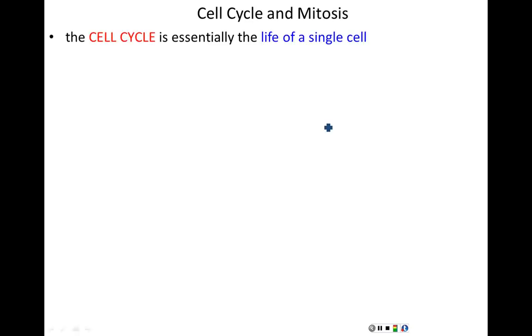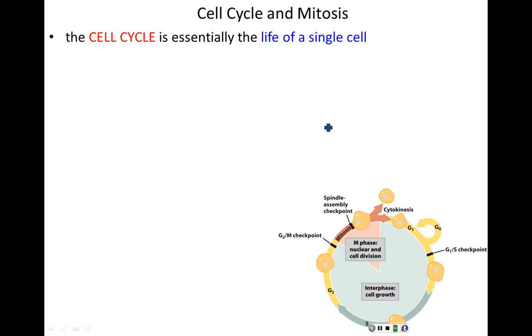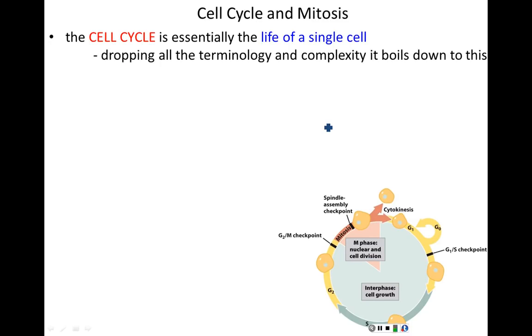Let's get started. The cell cycle, which includes mitosis, the cell cycle is essentially the life of a single cell. It contains multiple stages, some of which are the process of mitosis and cell division. Dropping all of the terminology and all of the complexity of the cell cycle really boils down to these simple steps. G0 phase. G0 phase is this little kind of detour out of the cell cycle.